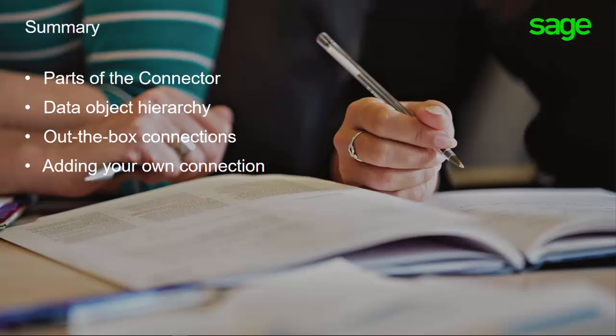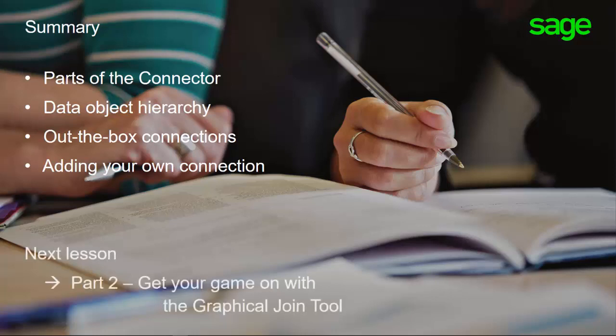I also have shown you how to create your own connection to your Sage database. You can now start accessing and joining tables in your database to define the data sets you want. In the next lesson, I'll get you started on this by showing you how I created the data set for my accounts payable. We'll be working with the graphical join tool, which makes this easy to do.